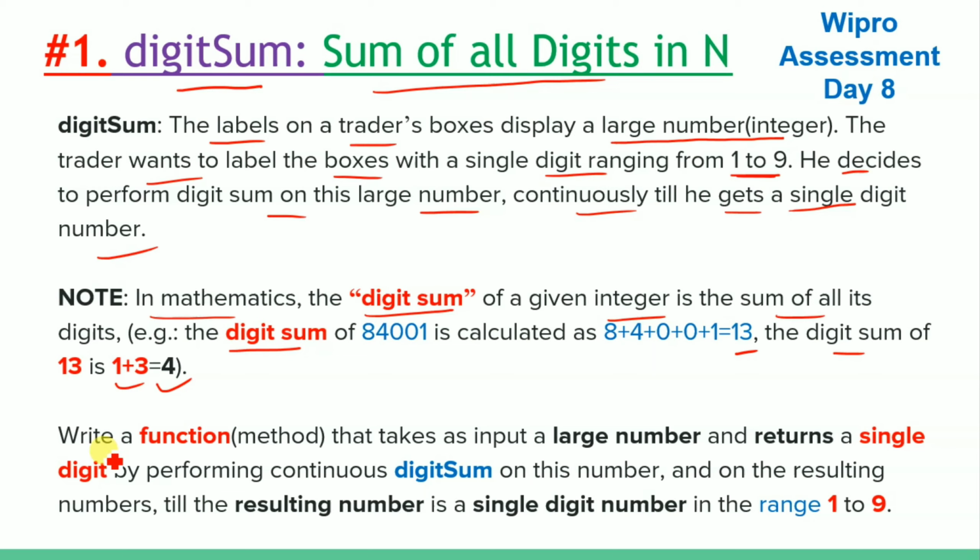The question is to write a function or method that takes as input a large number and returns a single digit by performing continuous digit sum on this number. Here we have to write a function that will take a large number as input and return a single digit by performing continuous digit sum, and on the resulting numbers also, till the resulting number is a single digit number in the range from 1 to 9.